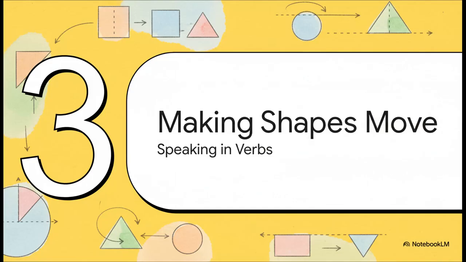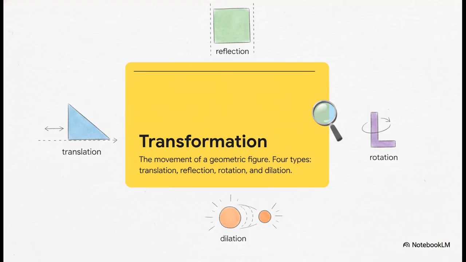All right, we've got our nouns, the shapes. Now it's time to learn the verbs. These are the action words of geometry, the things you can do to the shapes. And that action has a name, a transformation. It's just a fancy word for moving a shape around. The four big ones are translating, that's just sliding it, reflecting, flipping it like a mirror, rotating, turning it, and dilating, which is just resizing it, making it bigger or smaller.